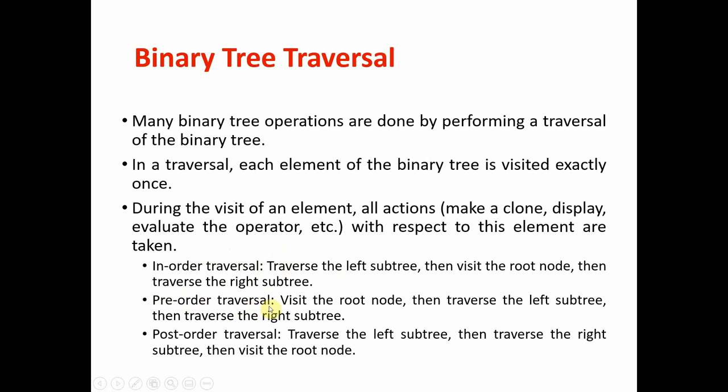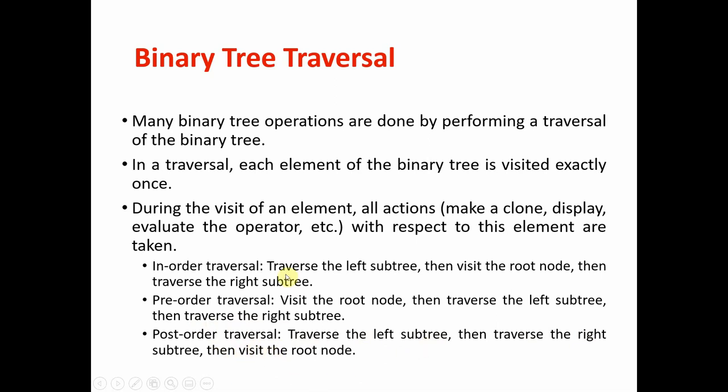In the pre-order traversal, it's also called node left right. First we visit the node, the root node or any node, and then traverse through the left subtree, then the right subtree. So it's node, left, and then right. For every node, that's going to be the case. And in the post-order traversal, which is left-right node, we traverse the left subtree first, then the right subtree, then visit the node.